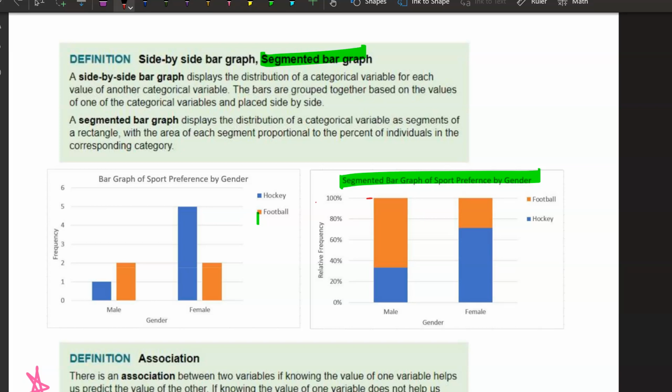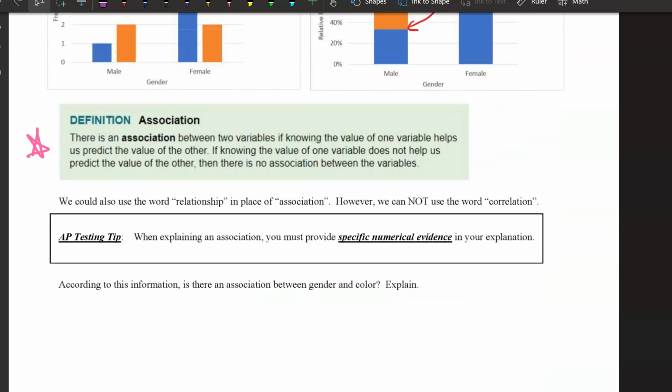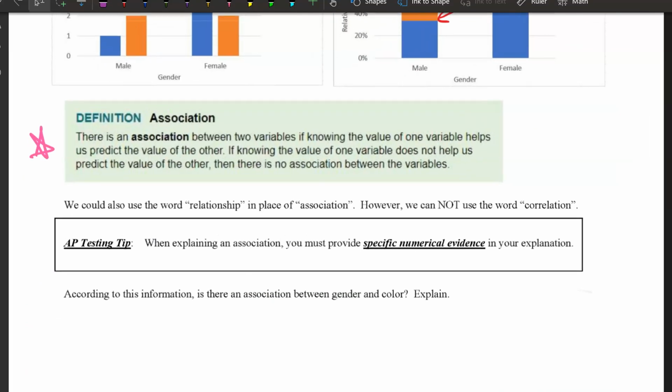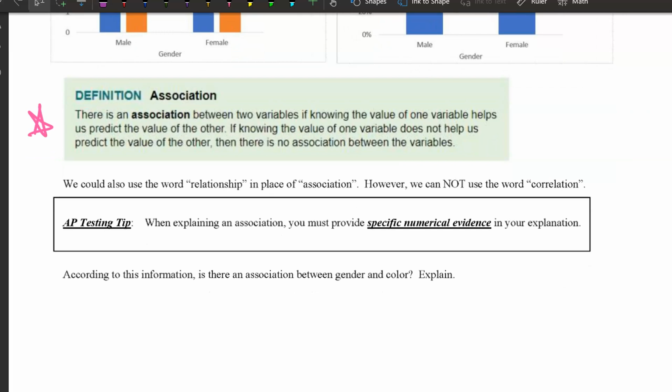So there's an association if these percentages are different. If the percentages match up exactly, then there should be no association or no relationship. So what is an association? We've talked about it now. Let's get a formal definition. There is an association between two variables if knowing the value of one variable helps us predict the value of the other. If knowing the value of the other variable does not help us to predict it, then we would say there is no association. Association is synonymous with relationship.